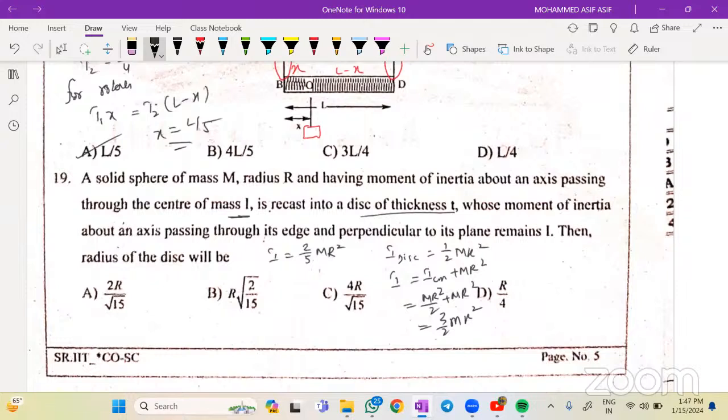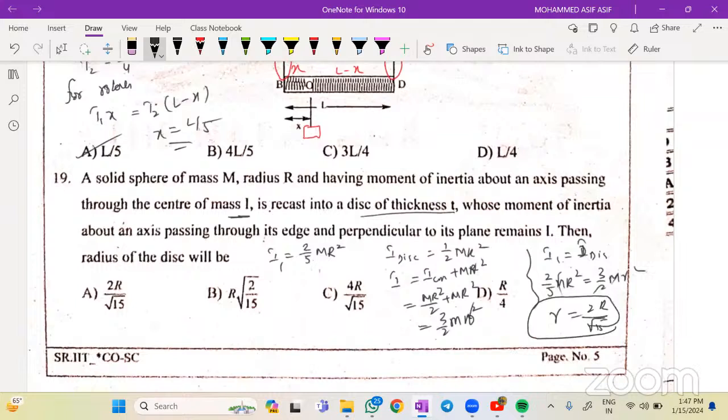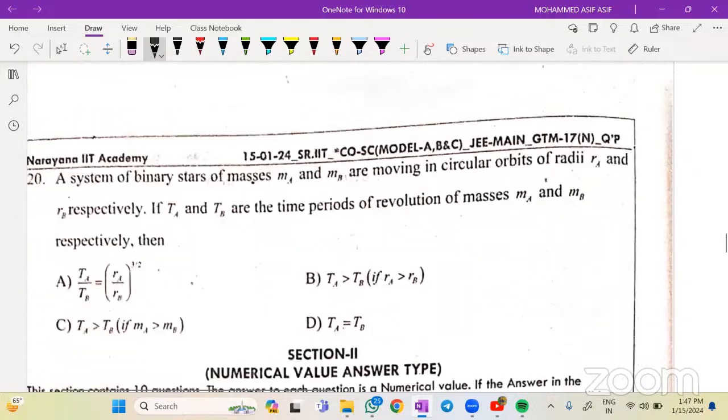Since both the moment of inertia are same, दोनों के लिए I1 is equal to moment of inertia of your disk ले लीजिए. यानी 2/5 m into capital R square is equal to 3/2 m into r square. इसको कुछ नाम दे देते हैं small r. तो r की वैल्यू निकालना, m gets cancelled और इसको सिंपलीफाई कर लीजिए, r is equal to 2R divided by root of 15. This will be the answer for this, ठीक है। चलो नेक्स्ट वन.